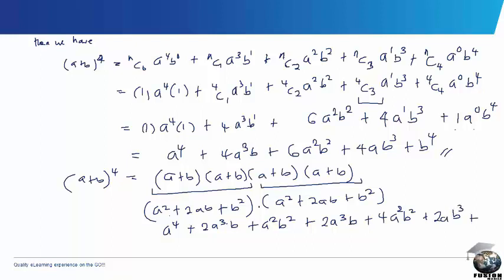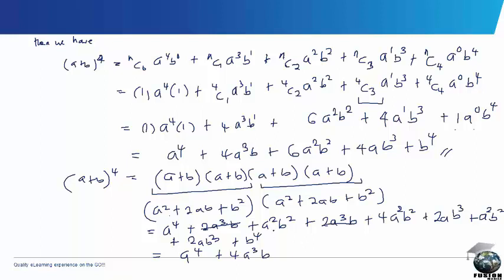Alright, plus b squared times a squared is a squared b squared. Then plus b squared times 2ab gives 2ab cubed. Okay, then b squared times b squared gives b raised to the power 4. Alright, at this time we'll have to pick like terms. We have a raised to the power 4, and then we have 2a cube b and 2a cube b. These two can join together to give plus 4a cube b.